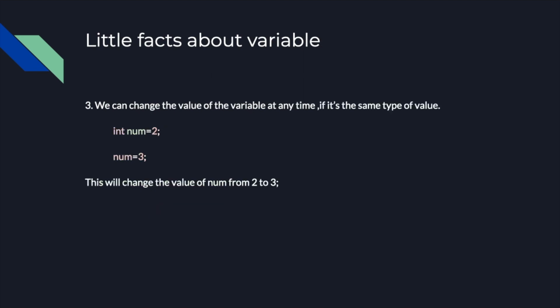We can change the value of the variable at any time if it's the same type of value. Remember, same type of value. So if int num is equal to 2, we can change it to num is equal to 3 in a different line. And this will change the value of num from 2 to 3. So this could be useful. This is why it's called variable, because it's variable. We can literally change it. We can just change the value of it, given it's the same type.